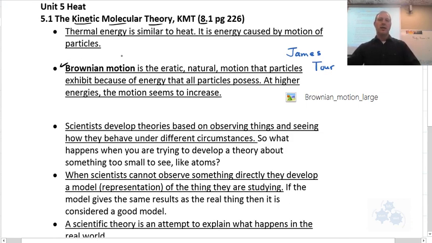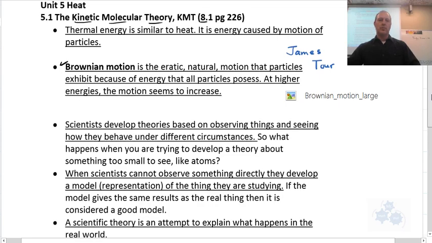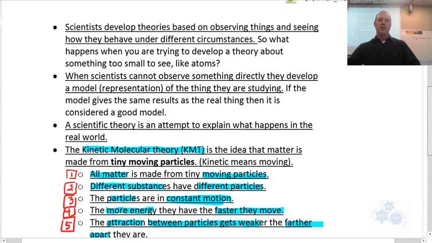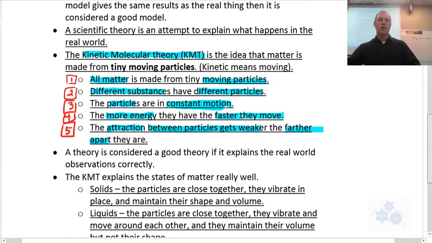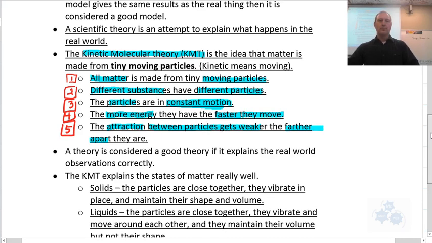Brownian motion is that erratic natural motion that all particles exhibit. The kinetic molecular theory has 5 main points here. All matter is made up of moving particles. Different substances have different particles. Particles are in constant motion. The more energy they have, the faster they move. The attraction between the particles gets weaker the farther apart they are.